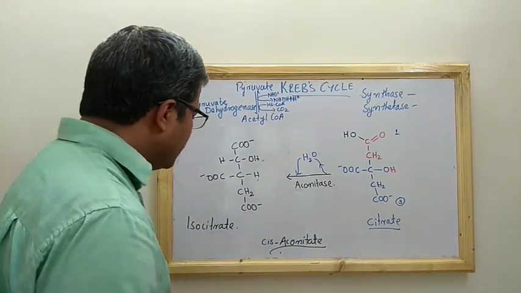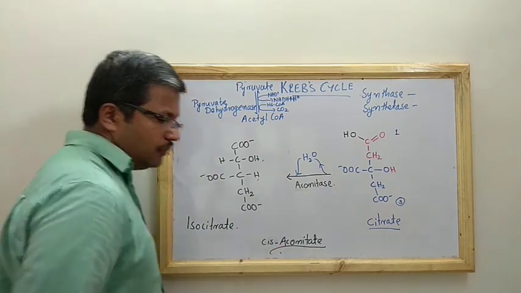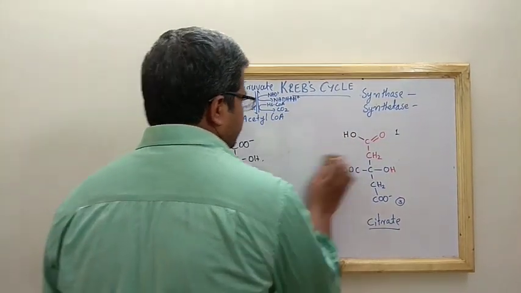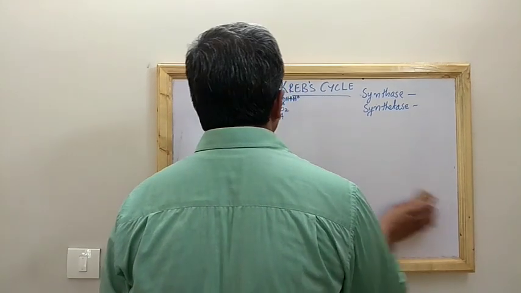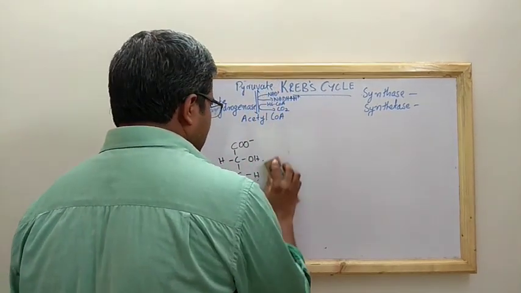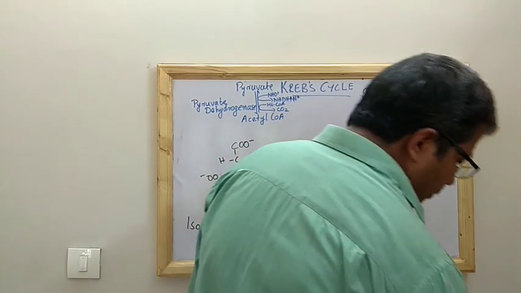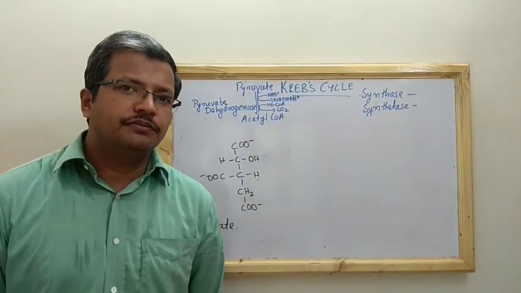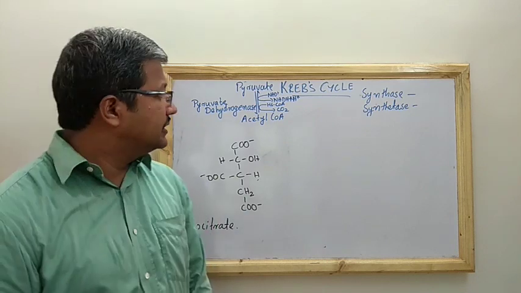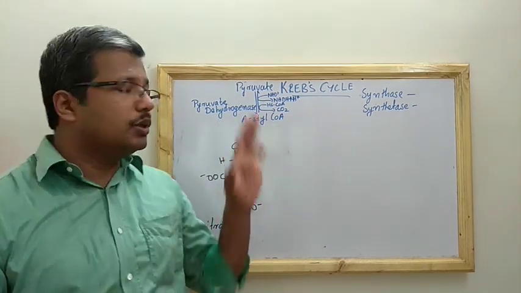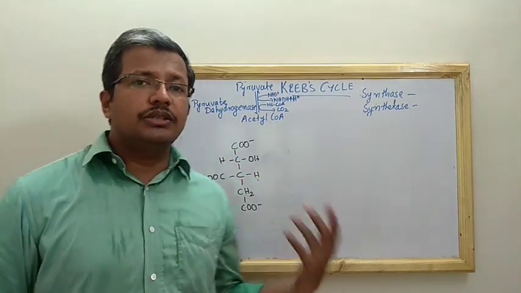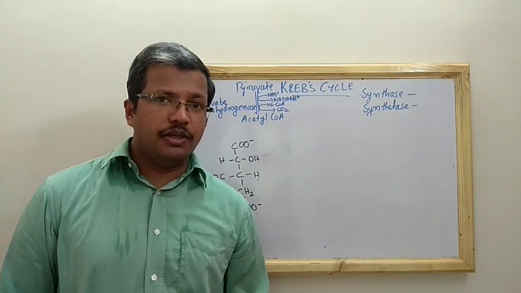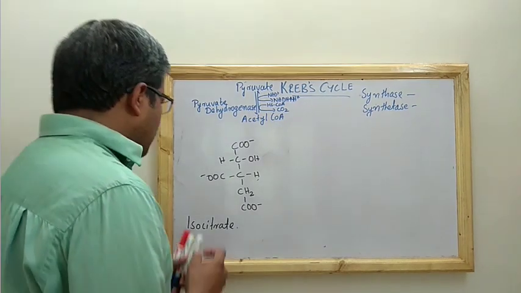Now, let us see the next step where isocitrate is converted into alpha-ketoglutarate. That is the second oxidative decarboxylation happening to glucose. The first one is where pyruvate is converted into acetyl coenzyme A. Now we are moving into the second oxidative decarboxylation. So let us see that.